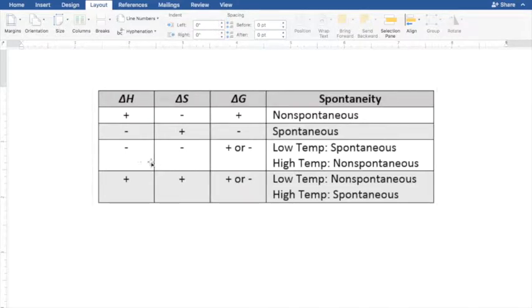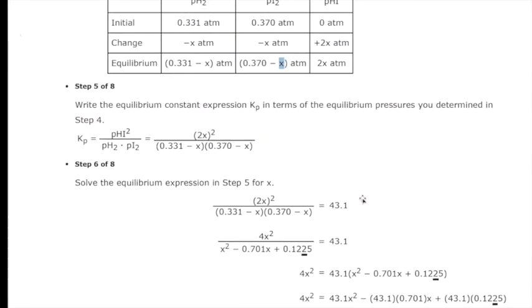When they're both negative, at low temperatures it's spontaneous, but at high temperatures it's non-spontaneous. So when they're both negative, as temperature increases, the process is getting less spontaneous. But when they're both positive, as temperature increases, it's getting more spontaneous. So that's the backdrop here.